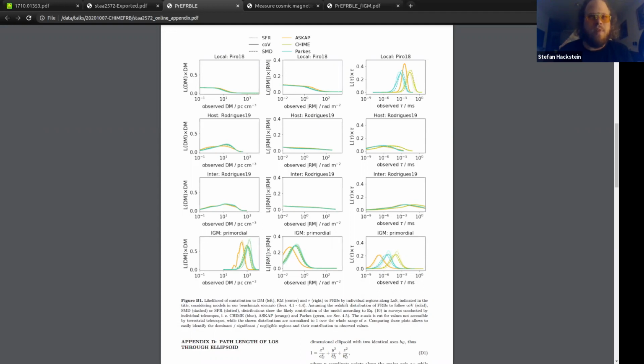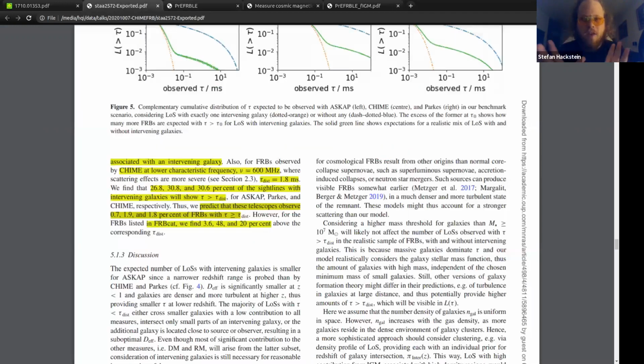And yeah, this is basically one of the main results. But the main conclusion is that intervening galaxies alone cannot account for all of the temporal broadening that we see, but it is likely that the local environment is producing a very significant amount of it. So about 90% of this high temporal broadening.